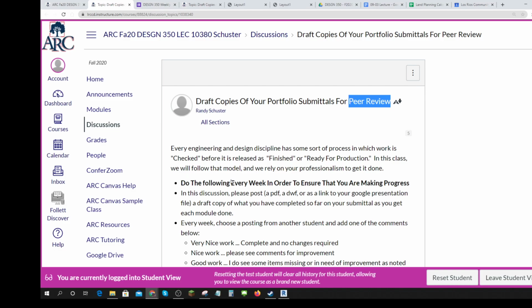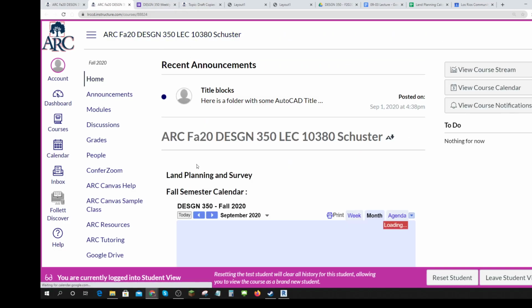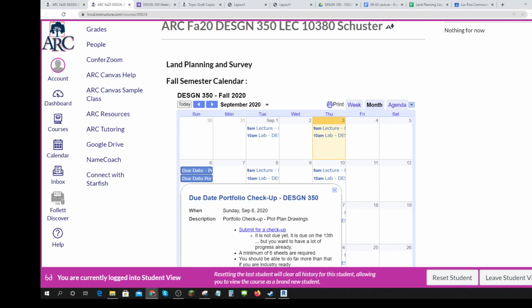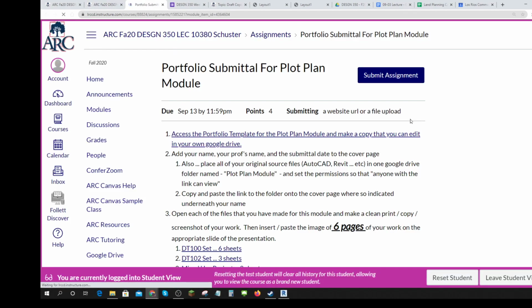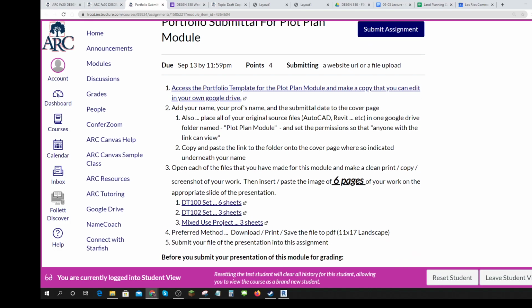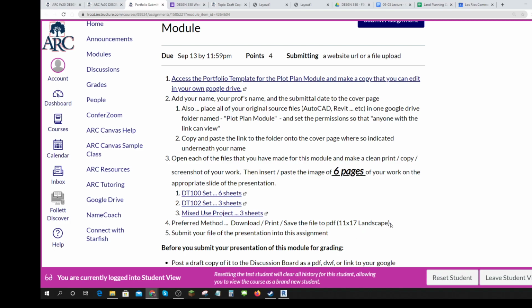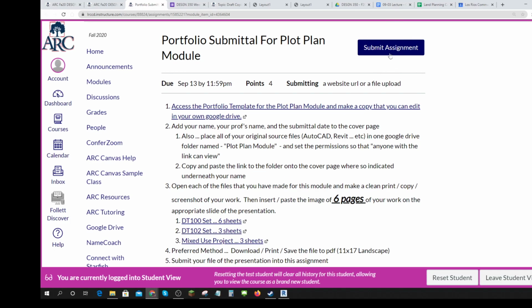So one goes in here, and then when we go into the other one, which I'll go find again now, in this one is where you actually create a PDF of that module's portfolio and put it in there. And that's where I'm going to review it for sure. Cool?